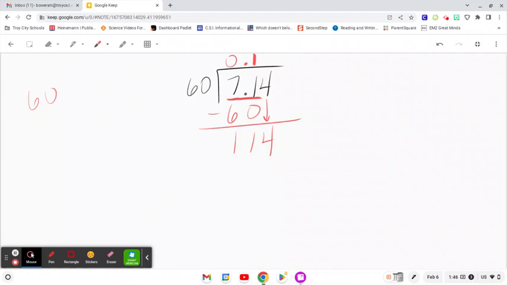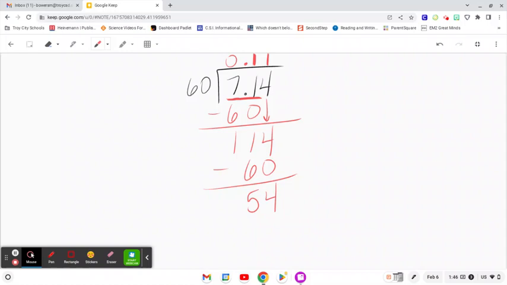So now out of 114 hundredths, how many groups of 60 could I make? Well, I know multiples of 60 are 60, 120, 180. I couldn't do 2 groups of 60. That would be too much. So I'm kind of stuck with just 1 group of 60 here as well. All right, so 1 times 60 is 60. My remainder here would be 54.